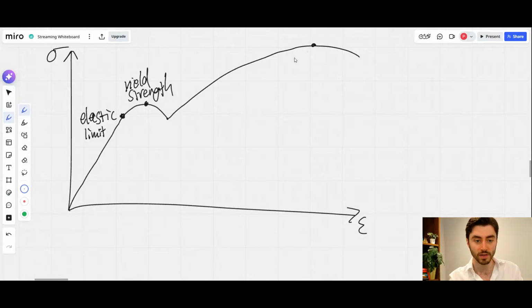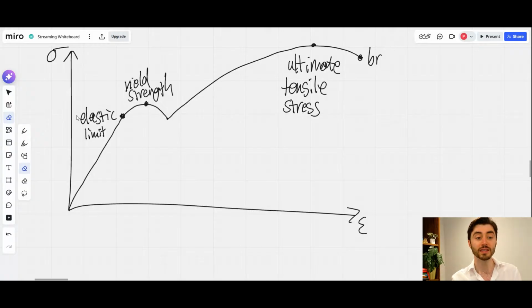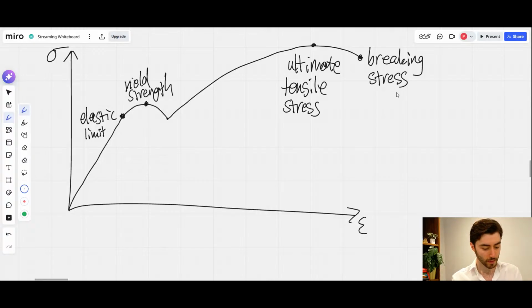And then you get this, which is the ultimate tensile strength, which is the largest stress that can possibly be accommodated by the material. So ultimate tensile stress. And then you get to here, which is your breaking stress. So that's where it eventually snaps. This is, of course, assuming that plastic deformation is possible. So this is very much for a wire.